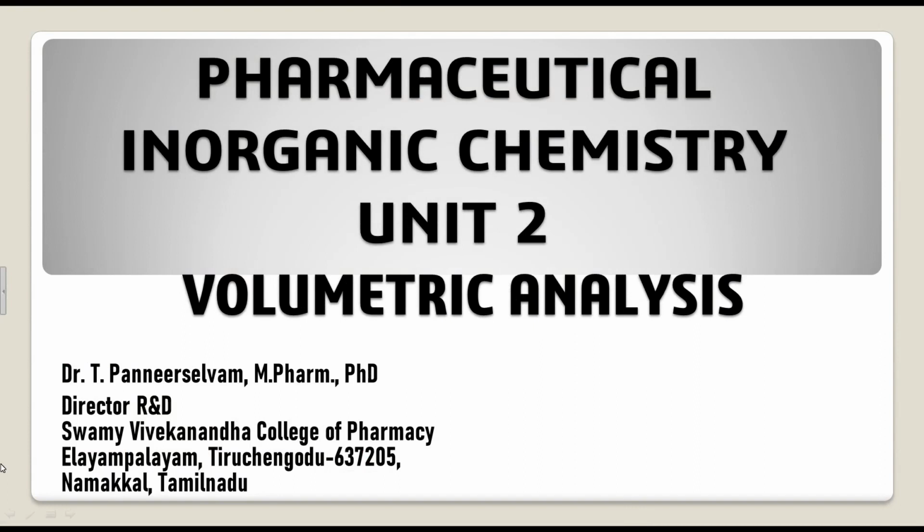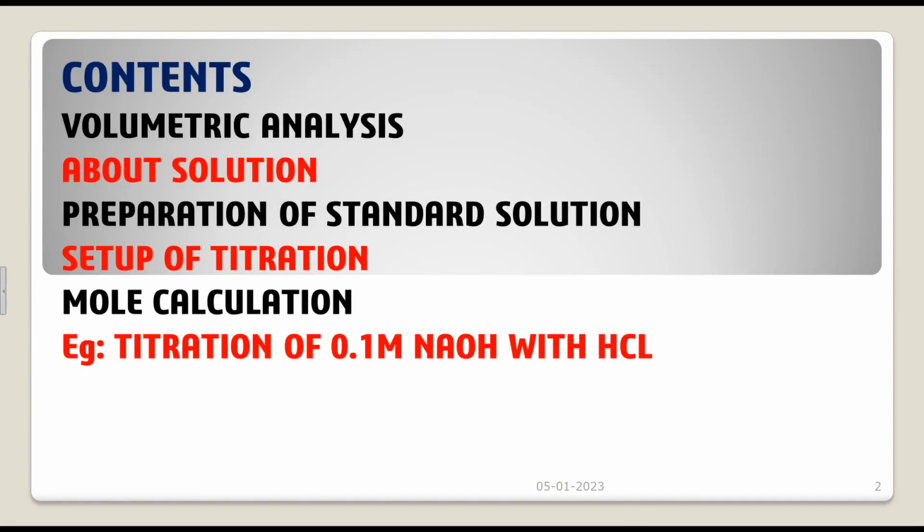In this video, we are going to see about pharmaceutical inorganic chemistry unit 2, that is volumetric analysis. Under this unit, we are going to cover the following contents: volumetric analysis, definition and explanation, and solution and its types, then how to prepare a standard solution, how to set up the titration, how to do the mole calculation. Finally, one example, that is a titration of 0.1 M sodium hydroxide with HCl.